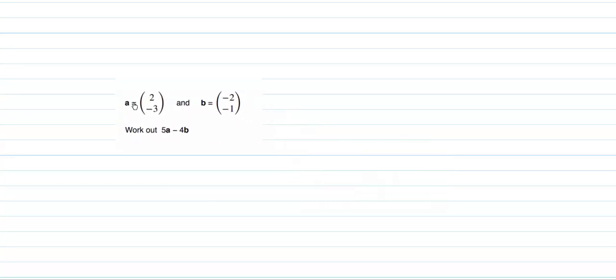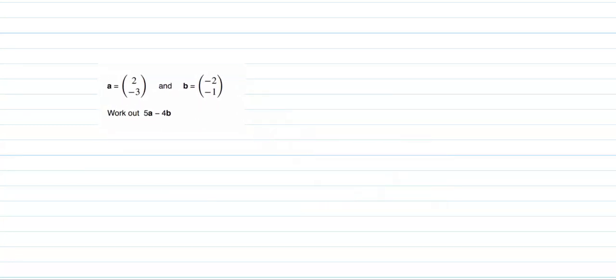Let's say, for example, a vector is given in the form of a column vector. The vector A is (2, -3). Vector B is (-2, -1). You have to work out 5A minus 4B. So first, how will I find 5A? I told you, if we multiply a vector with a scalar, because the numbers are scalars, we will multiply the scalar with both components. Like I will multiply 5 with both. It will be (10, -15).